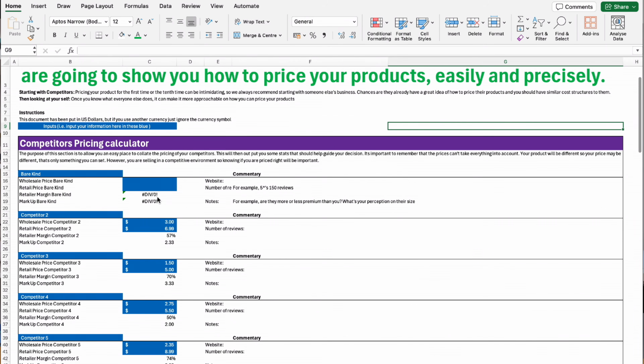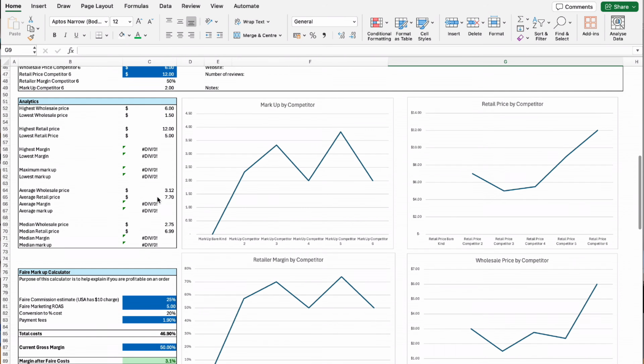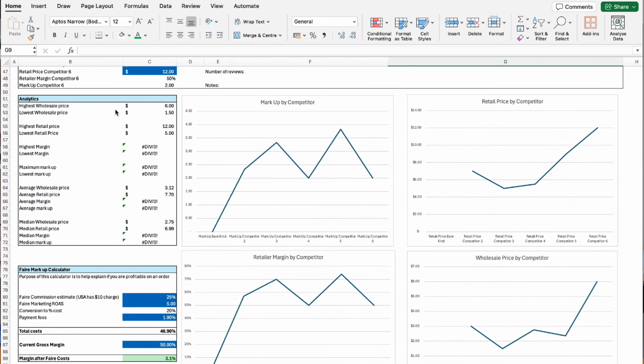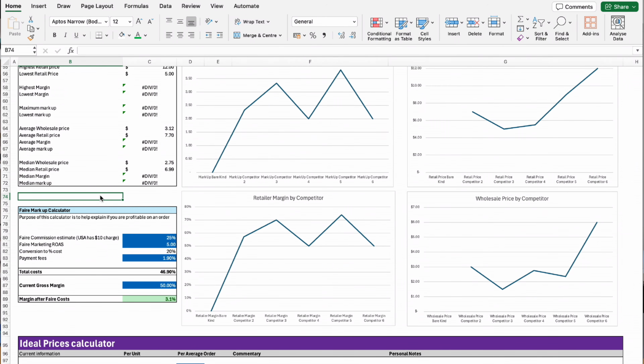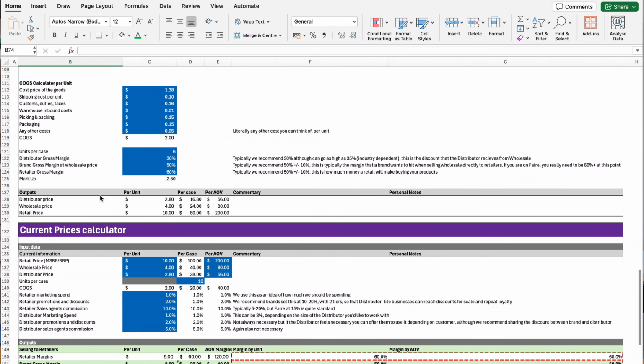It's broken down into a few areas. Number one, your competitors' pricing calculator. This works out how much your competitors are selling their products for, what their wholesale price is, what their retail price is, what the margin and markup look like, and what that then means for your business. Once we then get those in, we'll run through some analytics. We'll show you the markup by competitor and the margin by competitor. We're also going to walk you through the Faire markup calculator to make sure that you're making enough money per sale. And then we'll walk into what your ideal prices are, what the current prices are that you've got, and whether it works with Faire at the moment. So there's a lot to get through.